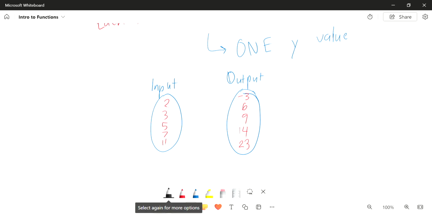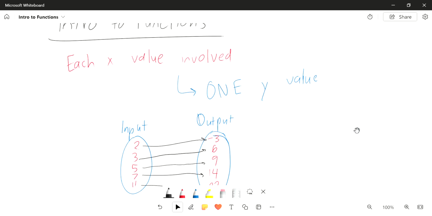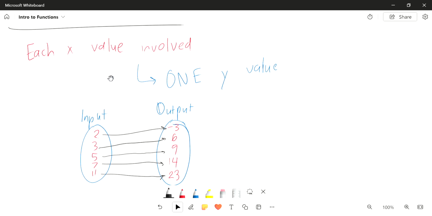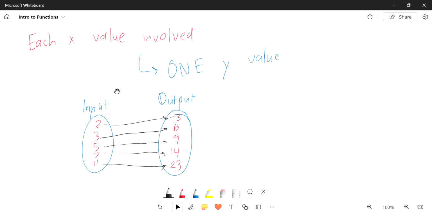So now if we were to draw arrows from one x value to some y value, or from one input to an output, this means that it's a one-to-one relationship because each x value, each input only points to one output. No two inputs point to the same output, and this follows our definition for a function, as each input being involved only gives one output. You don't get multiple outputs for an input in a function.